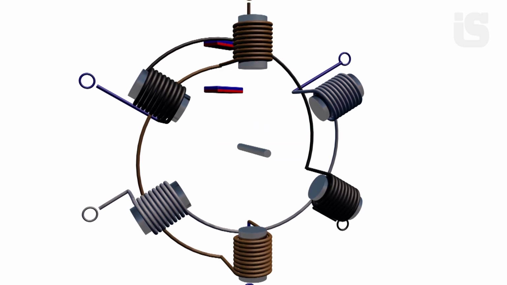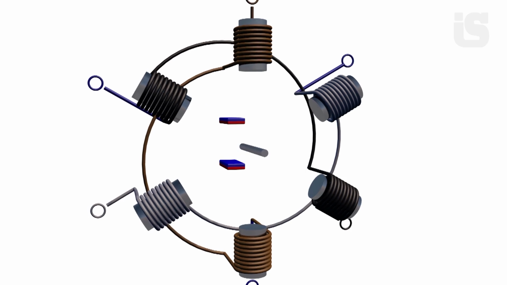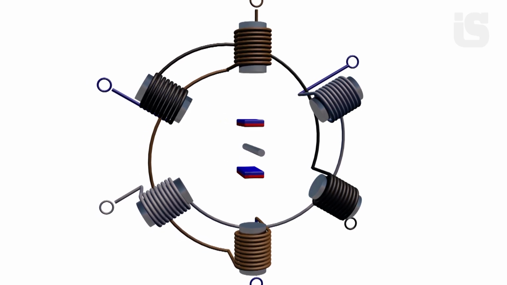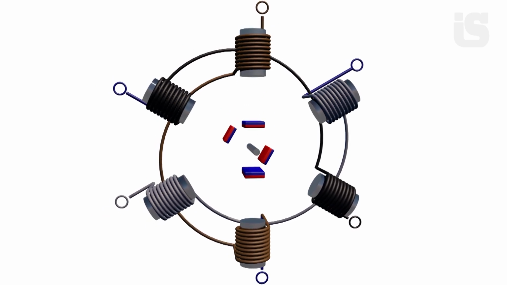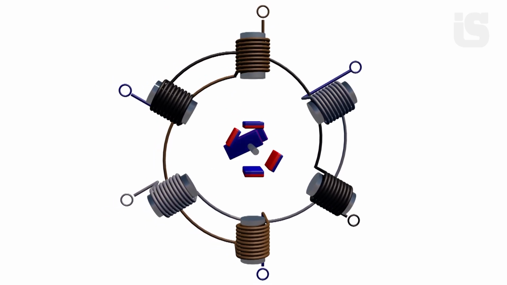A synchronous motor differs from a squirrel-cage induction motor in that the rotor's rotational speed is equal to the rotational speed of the stator's magnetic field. Permanent magnets can be used in the rotor of a synchronous motor.